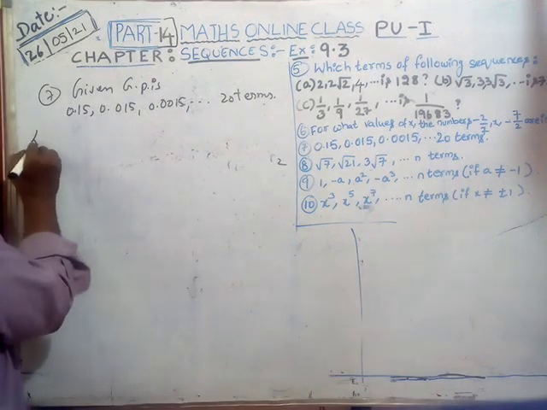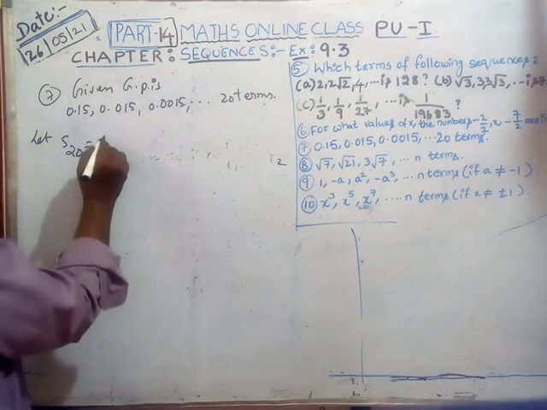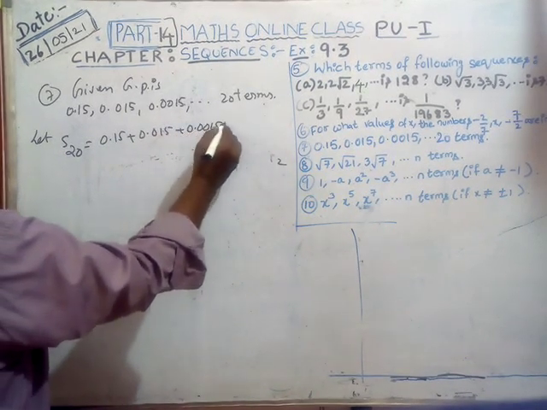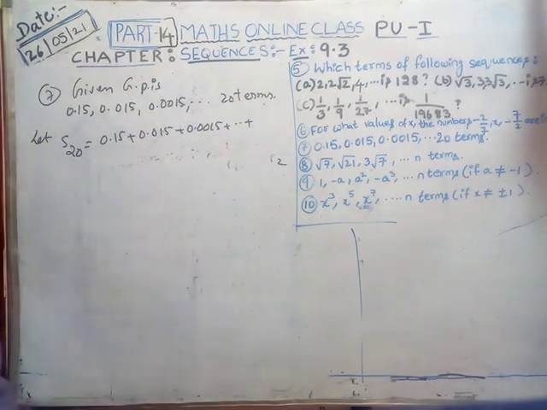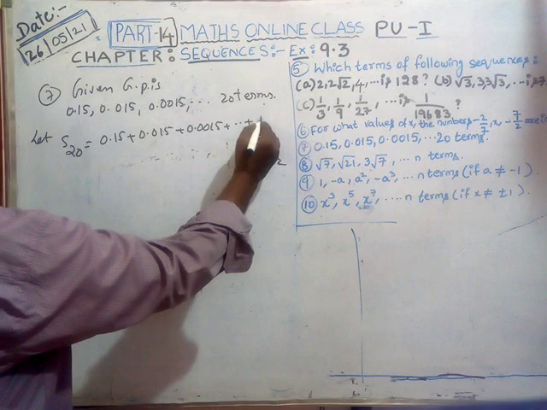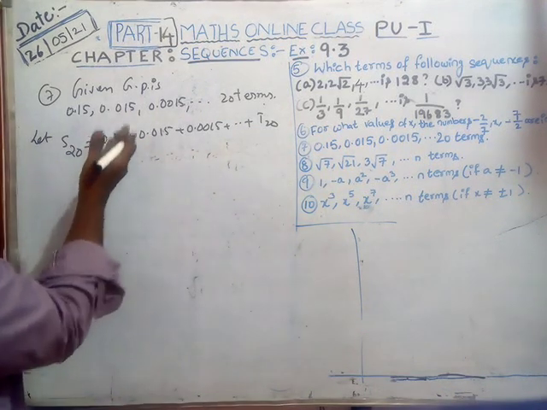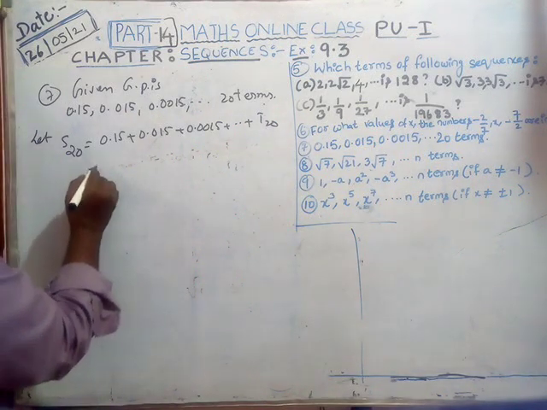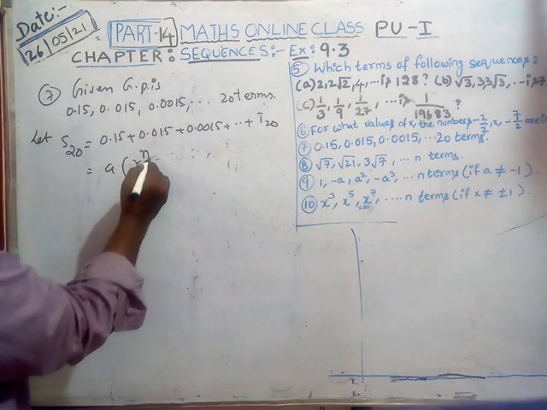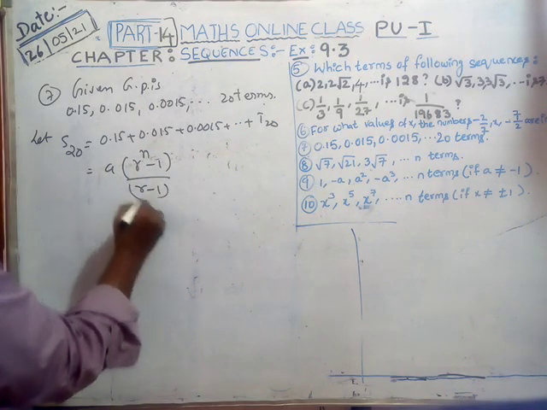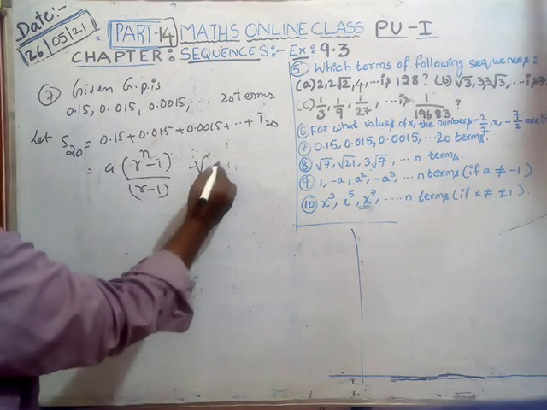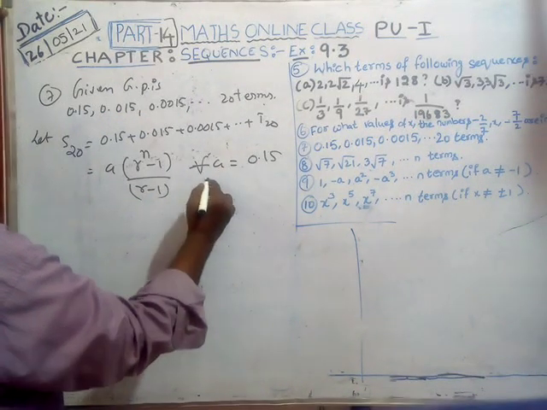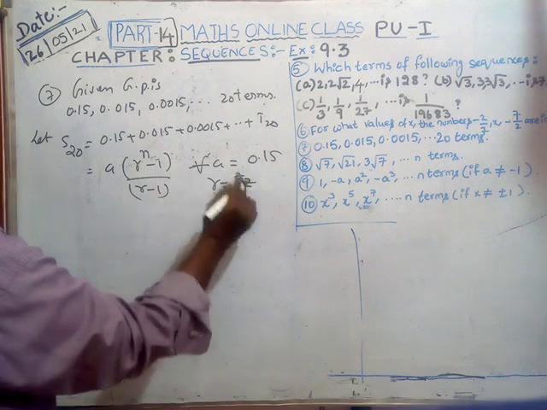Let S20 be equal to 0.15 plus 0.015 plus 0.0015 and so on up to the 20th term. We can also write this as T1, T2, T3 up to T20, 20 terms. Right, what is the formula? A of r power n minus 1 by r minus 1, where A is 0.15. What is r? T2 by T1.